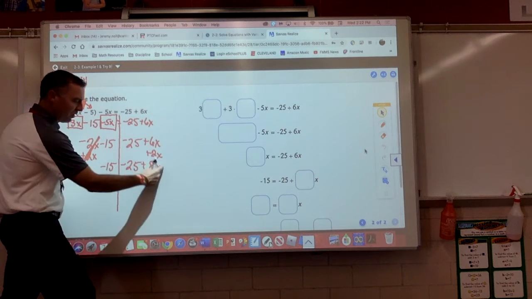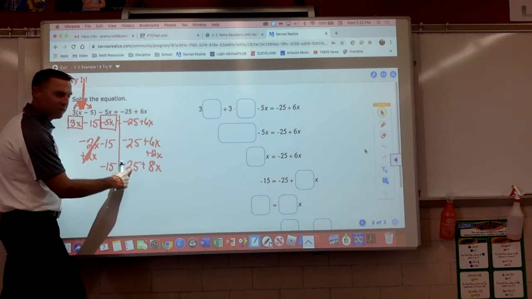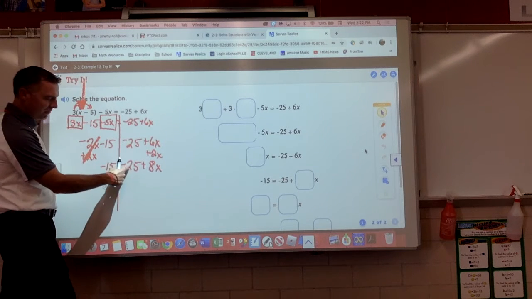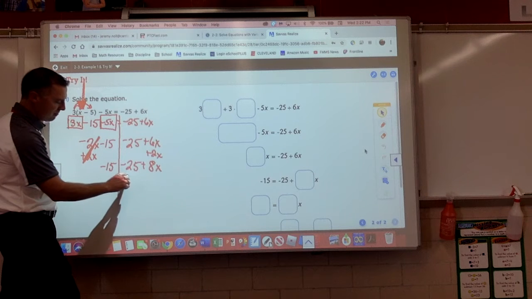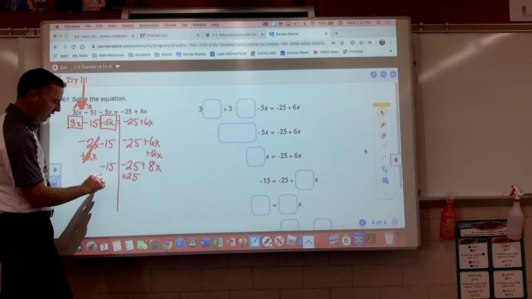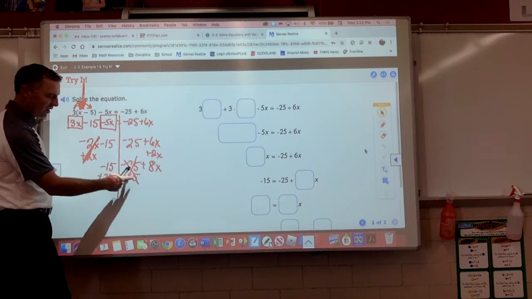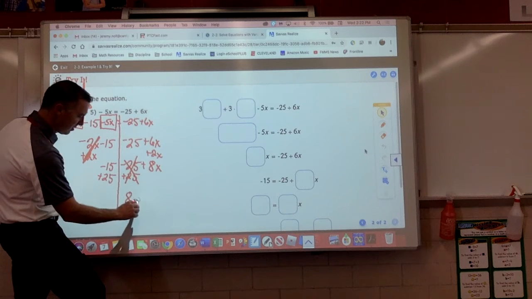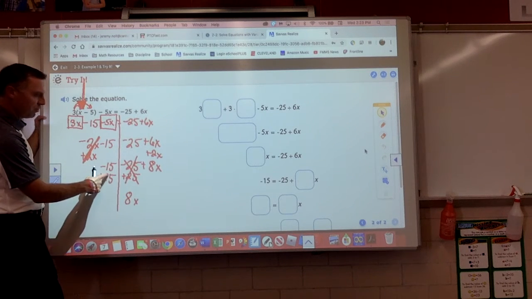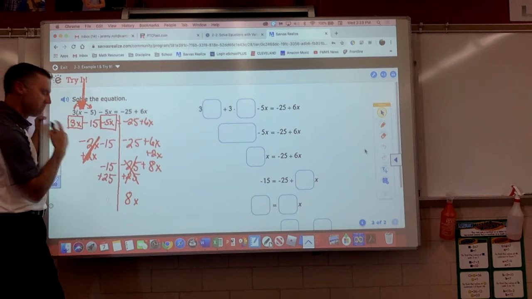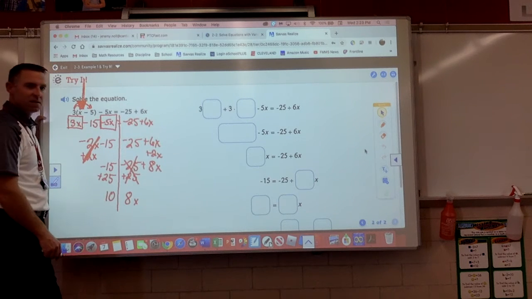Finally, the side with the variable term, now get rid of its constant. The opposite of the negative 25 is adding 25. Poof, this is gone. Those are opposites, equal nothing. We're left with 8x equal to negative 15 plus 25, which is 10.